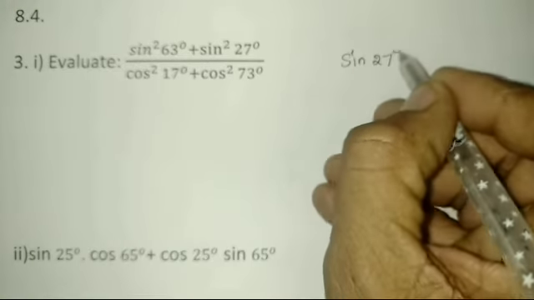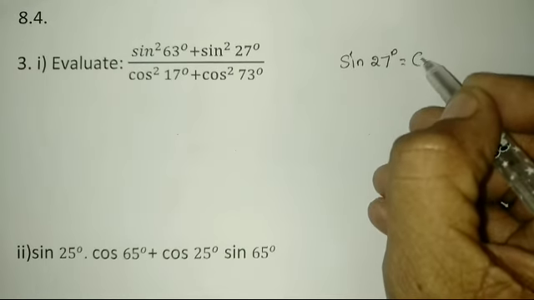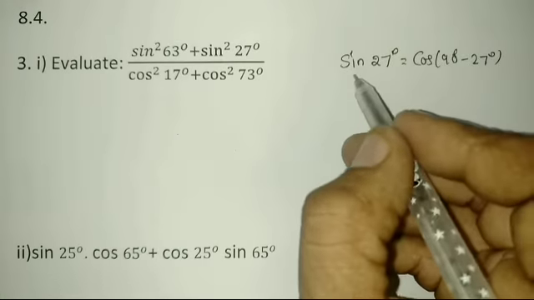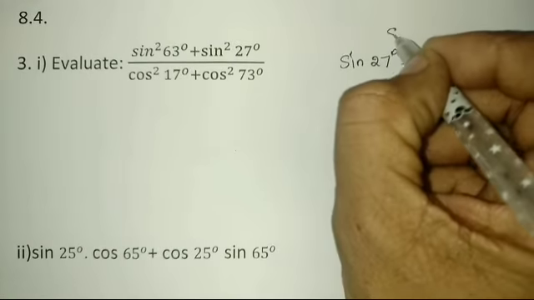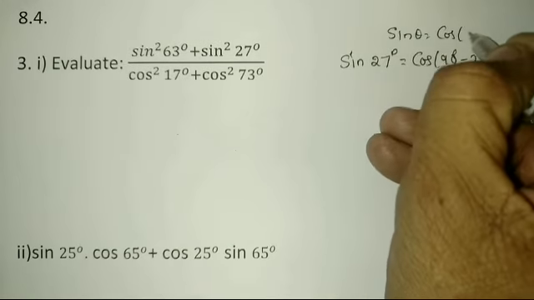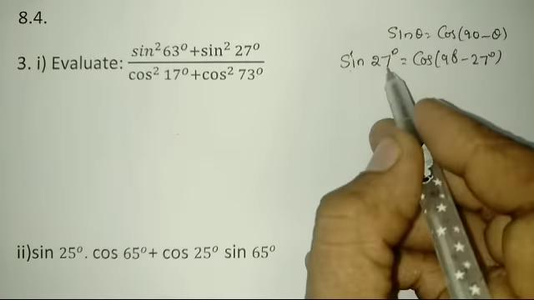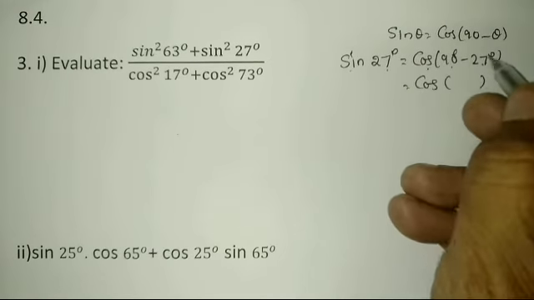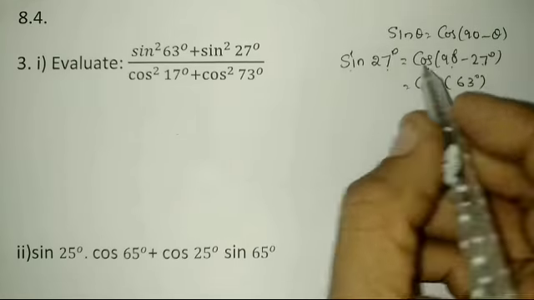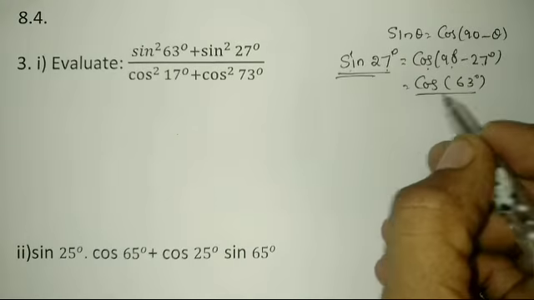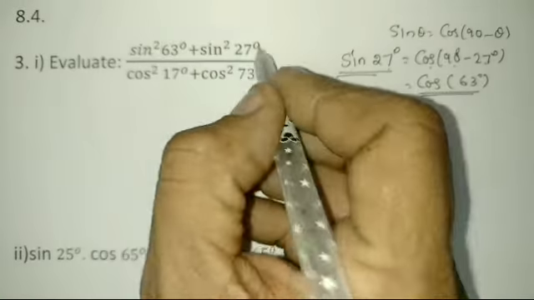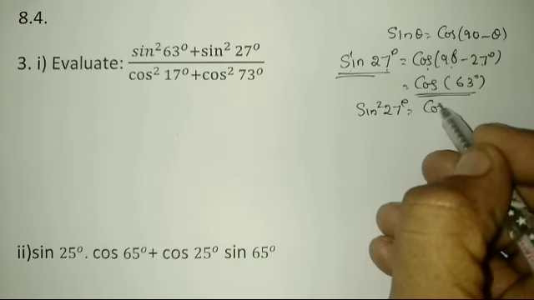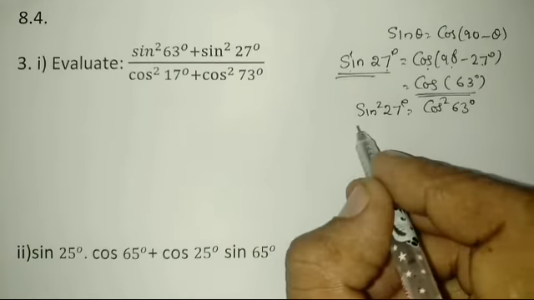Sin 27 degrees can be written as cos 90 minus 27 degrees. See, we know a formula that sin theta equal to cos 90 minus theta. Sin 27 equal to cos 90 minus 27, that is cos, what is 90 minus 27? 63 degrees. So sin 27 equal to cos 63. Now sin square 27 means what? Sin square 27 degrees equal to cos square 63 degrees.